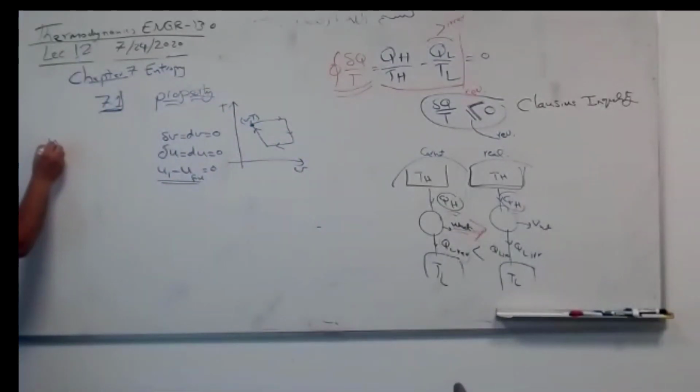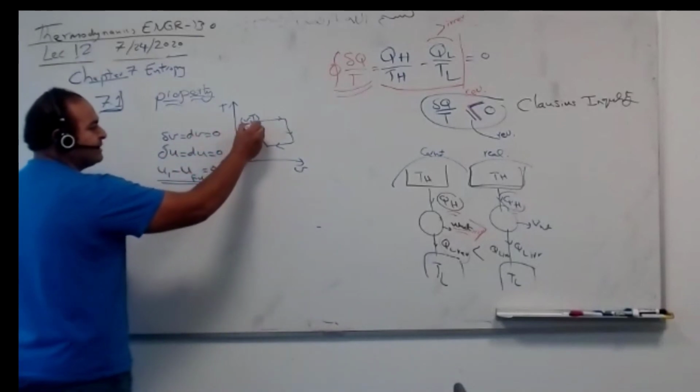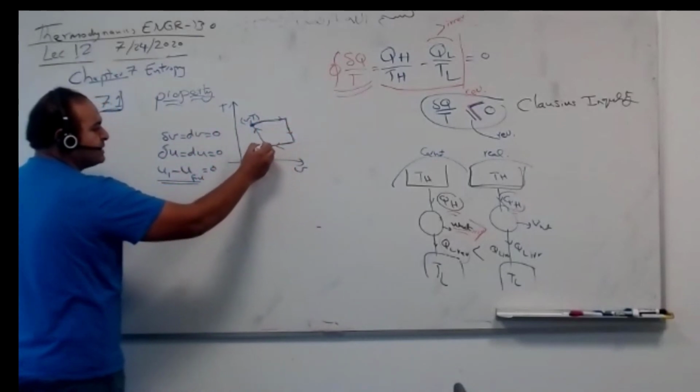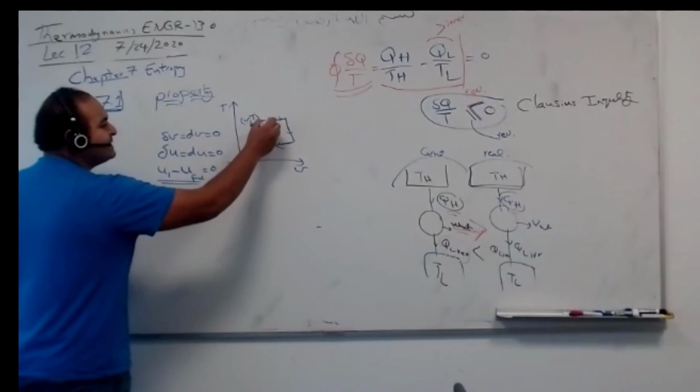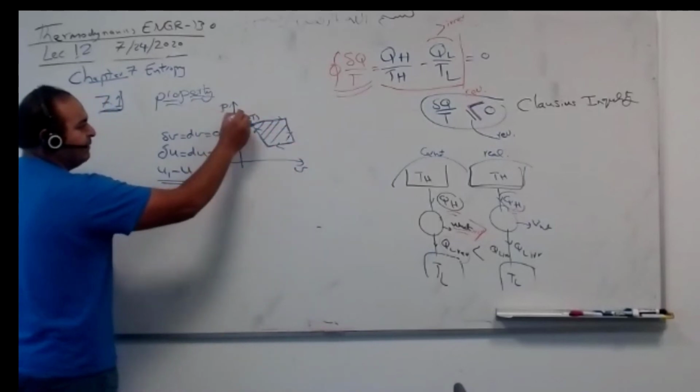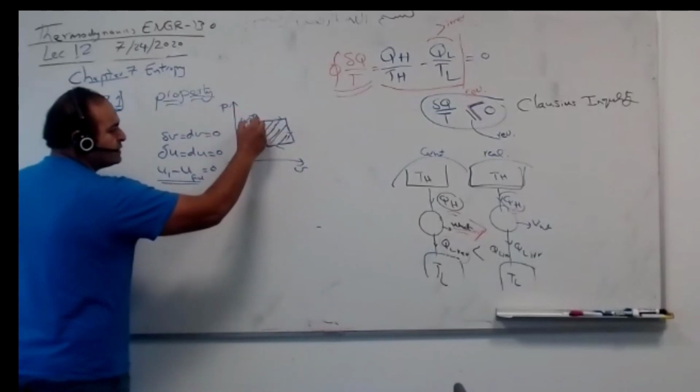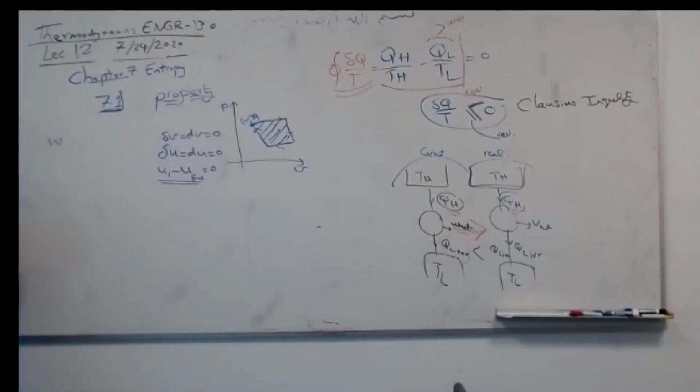Let's talk about work. If you started here and did some work, some more, some more, it is not 0 because it's this area. If it's a PV diagram, this area is the work. So when you go back here, there is a work. So it's not 0. That's why delta work is not a property. The same for heat, it is not a property.